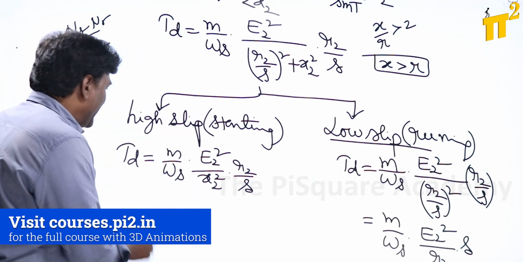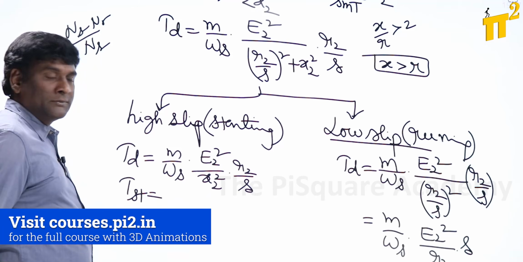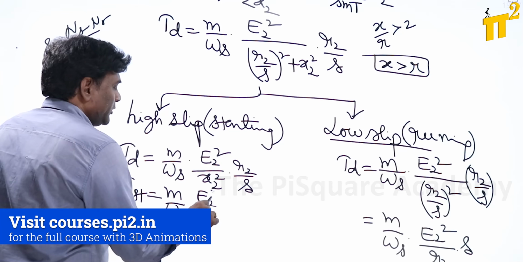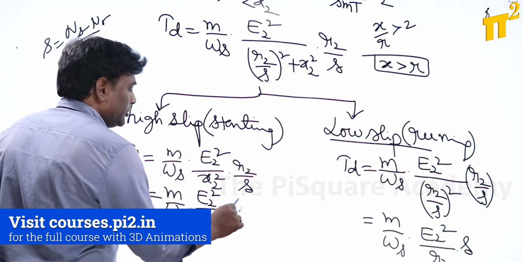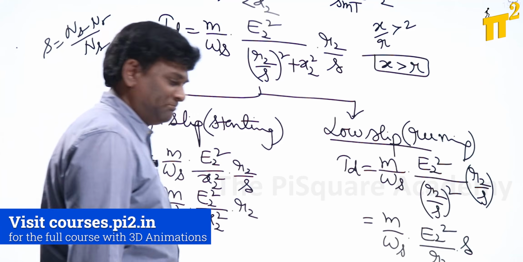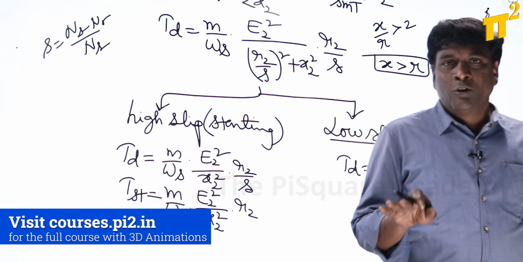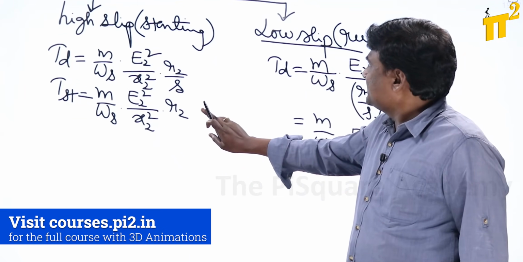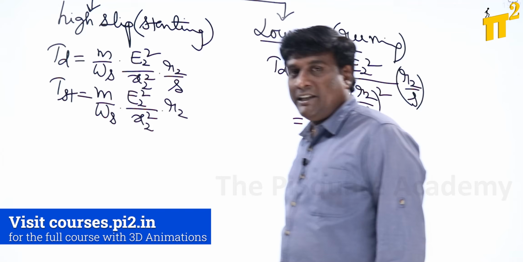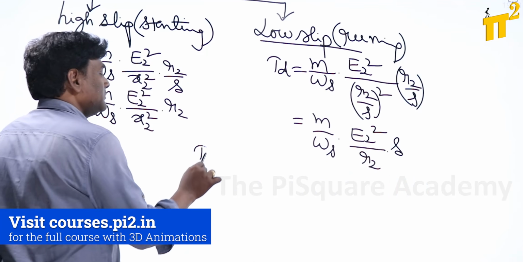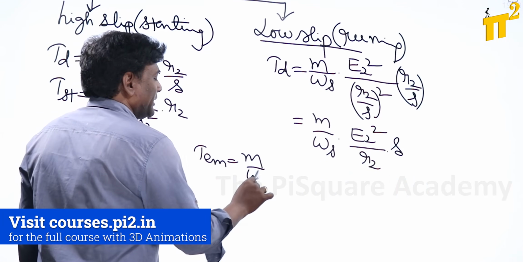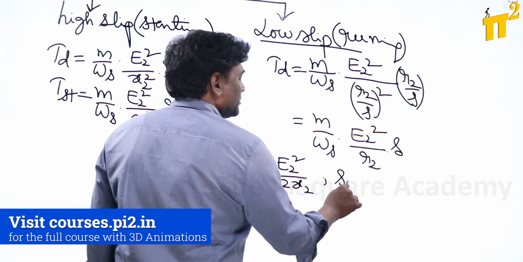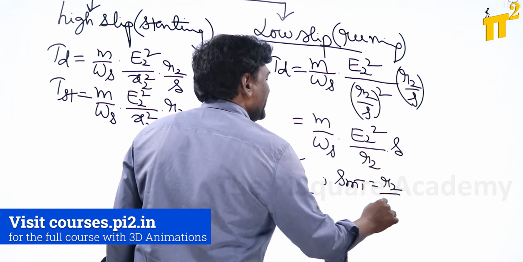Okay, so let me directly write, starting torque is going to be how much? At starting, how much is going to be the slip? It is going to be 1. So this is going to be E2 square by X2 square into R2. That's it. Okay, we are all set to solve directly the problems of speed control also. Okay, anyway, see here, this is going to be the thing. In between, how much is the maximum torque? Maximum torque is going to be m by omega s into E2 square by 2X2, and the slip at which maximum torque occurs is going to be R2 by X2.